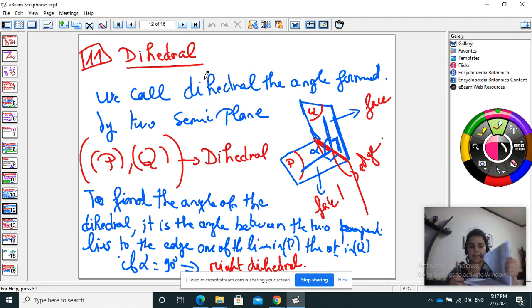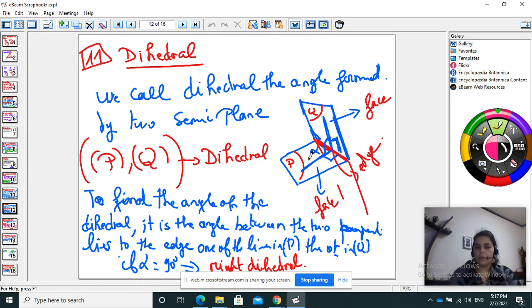So this is to find the angle here. The line here is perpendicular to the intersection. The other line here is also perpendicular to the intersection. The angle between those two perpendicular lines is the angle of the dihedral. So to find the angle of the dihedral, it is the angle between the two lines perpendicular to the edge, one line in P and the other in Q.